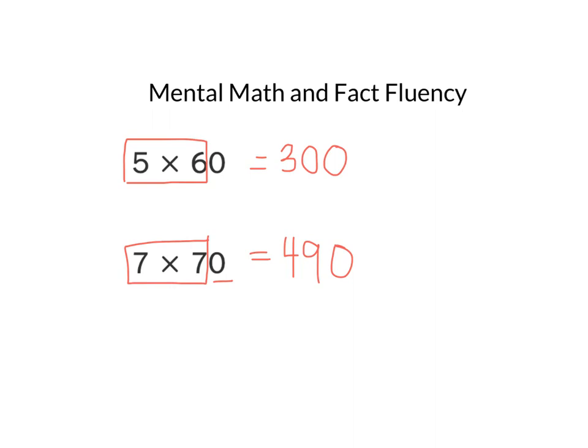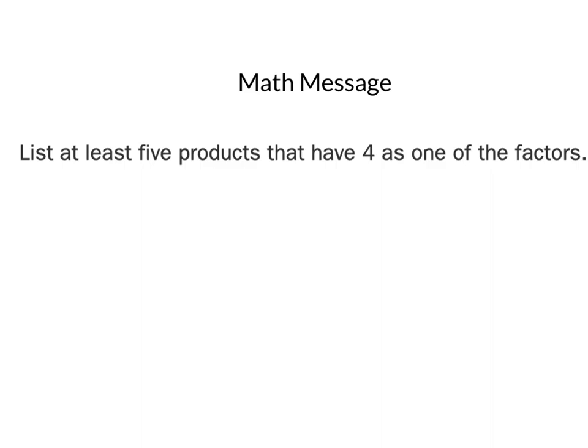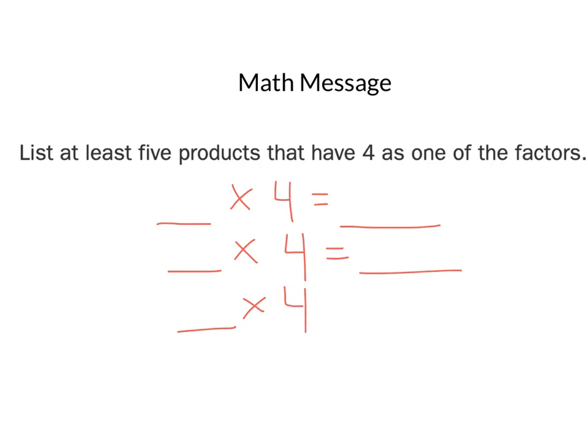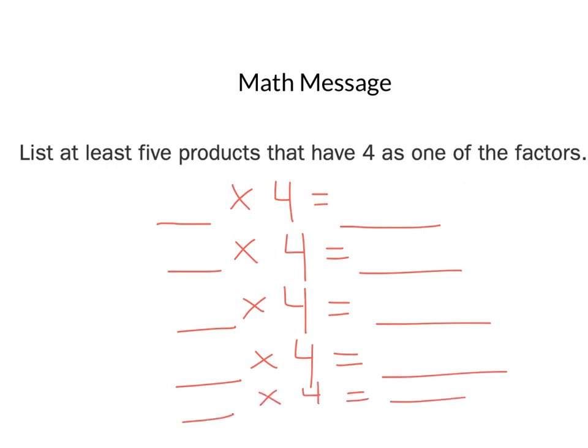Great job. All right, for our math message today, we're going to list at least 5 products that have 4 as one of the factors. So we're thinking of a factor times 4, and then what would that product be? And we want to think of at least 5 products that have 4 as one of the factors. So I'm going to go ahead and put these all out here, and then let's think of some examples together of what we could have put there.